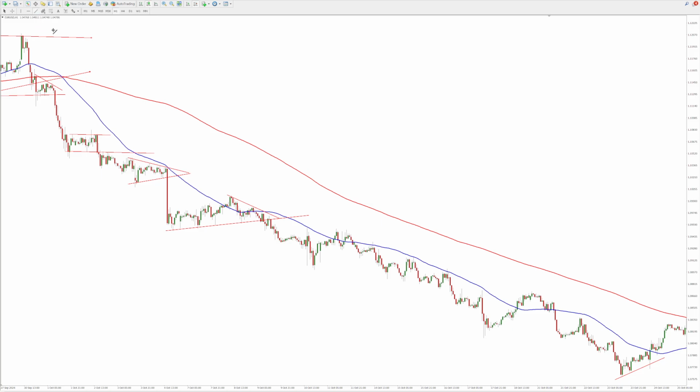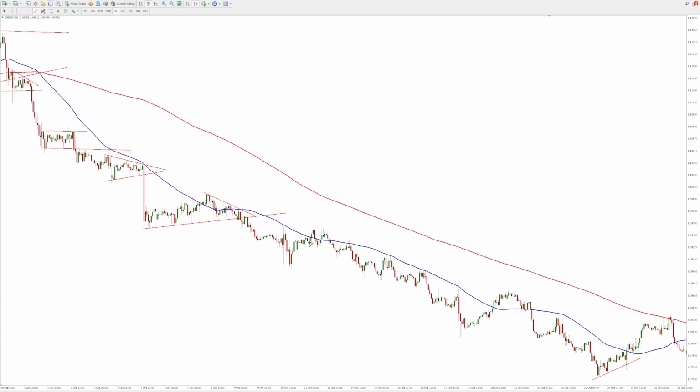Okay. And as I said, you can look for pullbacks. See here, pullback as well. You've actually got a nice M formation there, and the breakout to the downside. You could have taken a trade there. Market making these lower highs all the time. Okay, lower highs, lower highs.